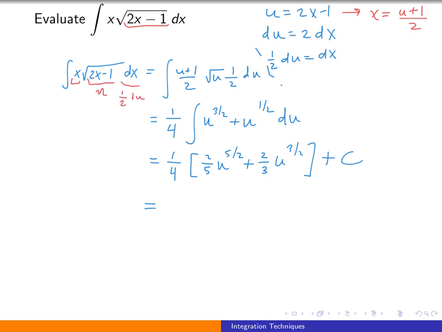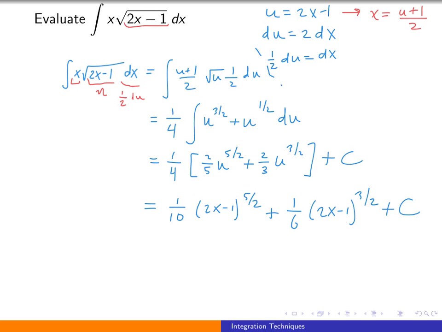So 1/4 times 2/5 is 1/10. The u becomes a 2x minus 1 to the 5/2. Plus, we have 1/4 times 2/3 is 1/6. And then this will be 2x minus 1 to the 3/2 plus c.